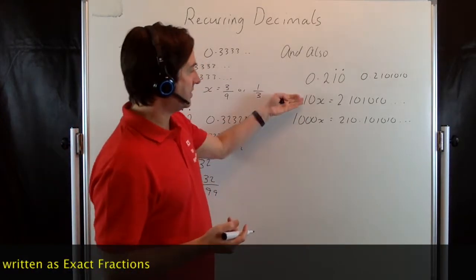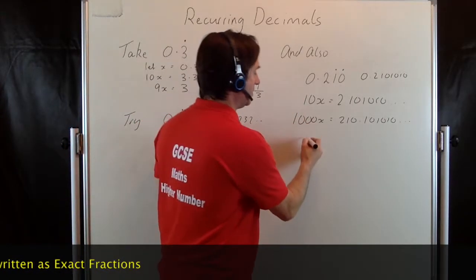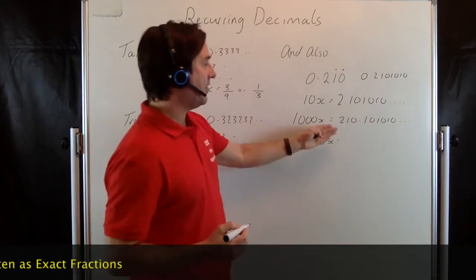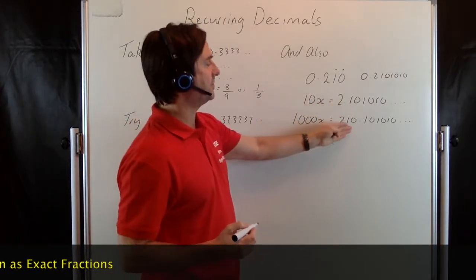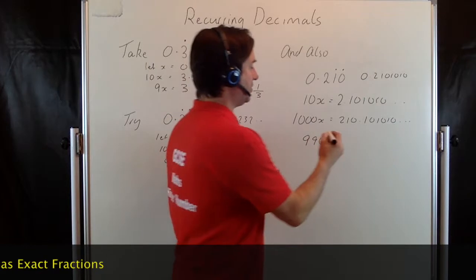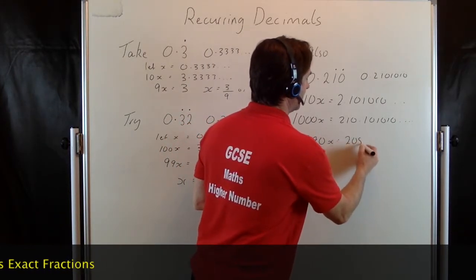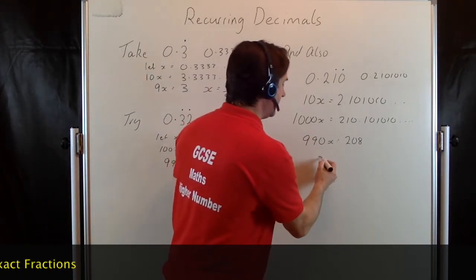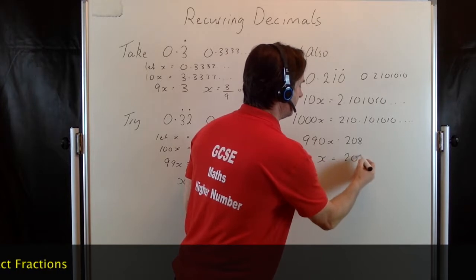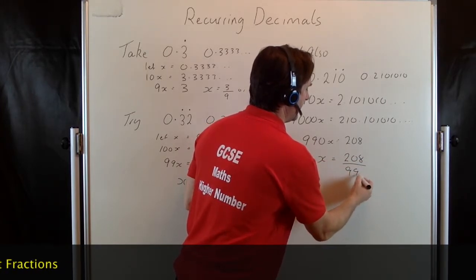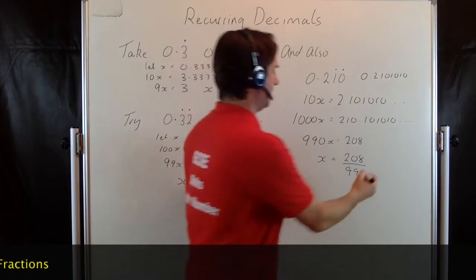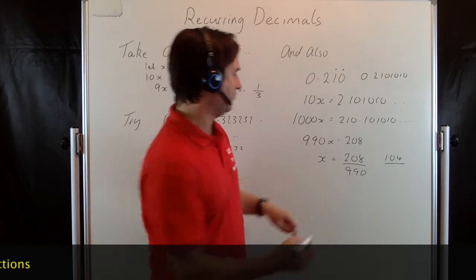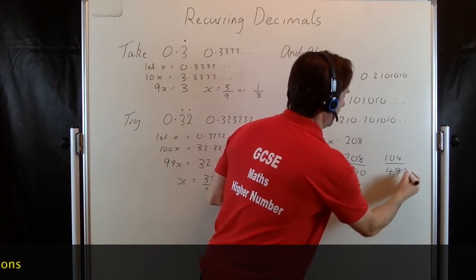Now I've isolated my 0.10 to the right of the decimal point. I can now take the 10x away from 1,000x, which is going to leave me with 990x. And now I can take away the 2.10 from the 210.10, which is going to leave me with 208. If I then divide by 990, I get my value for x as 208 over 990. Could simplify that to 104 over 495.